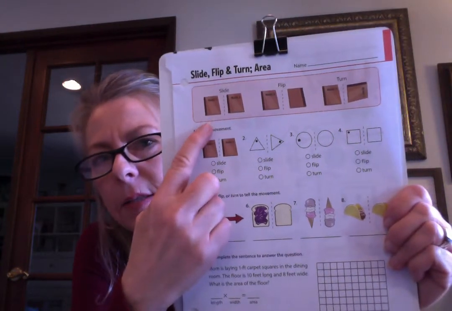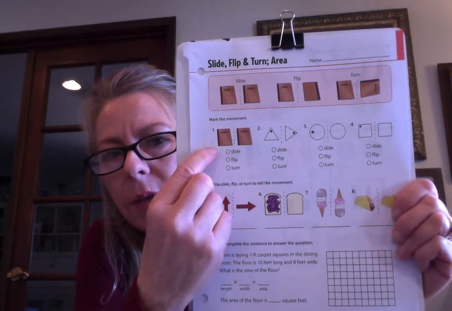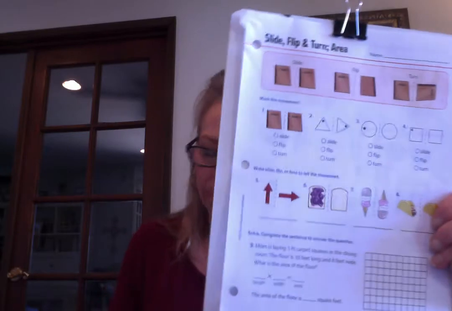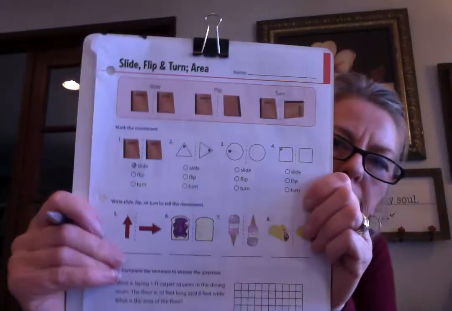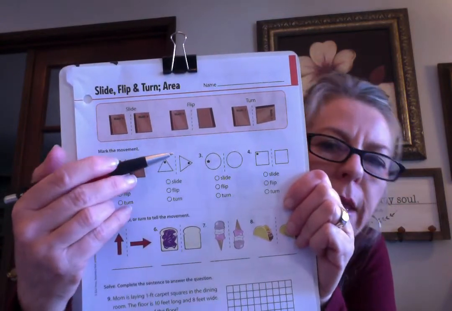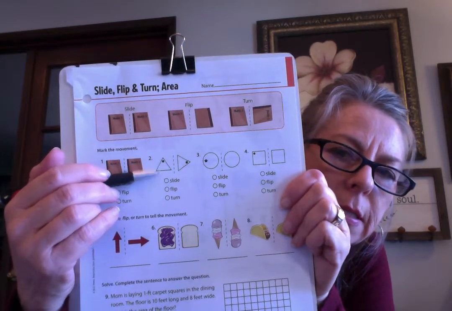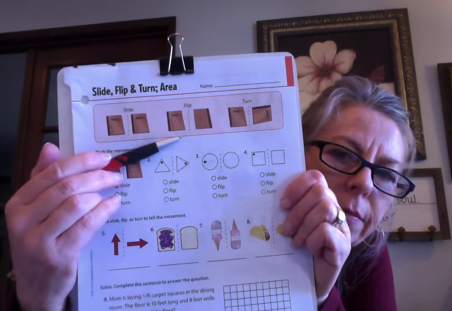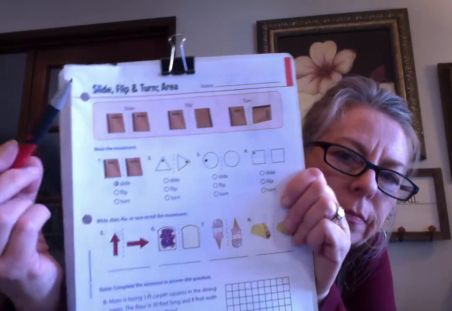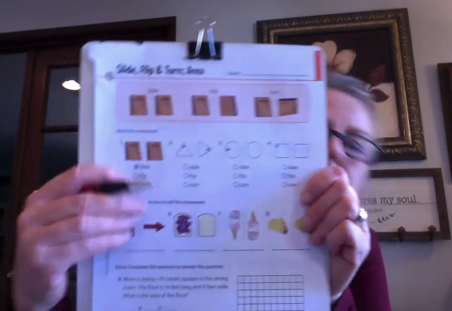Okay, so let's take a look at number 1. That's identical to this picture up here, right? So the location moved, but not the position of the shape. So that we would call a slide. Okay, and number 2. Now we have a triangle with the dot at the top. Now we see that the dot is pointing to the side. So was this a slide, a flip, or a turn? If you said turn, you are correct.